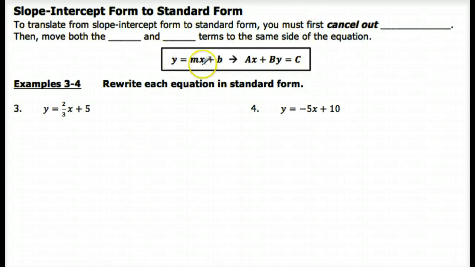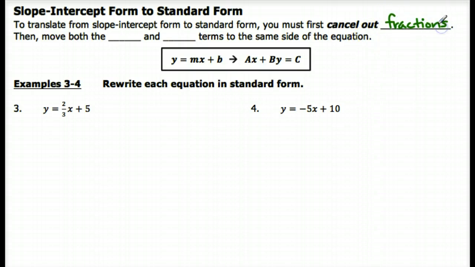We're going to start with y equals mx plus b form, and we're going to go to ax plus by equals c form. Two things you want to remember about standard form. One thing is you can't have fractions. So the first thing we're going to do anytime we're going from another form to standard form is, if there are fractions in our equation, we need to cancel them out. Okay, so cancel out fractions first of all.